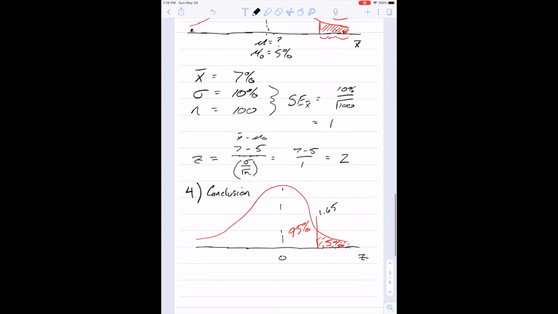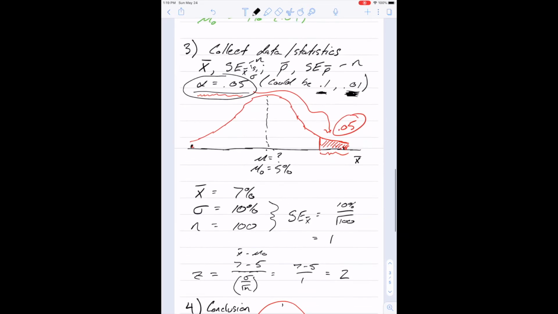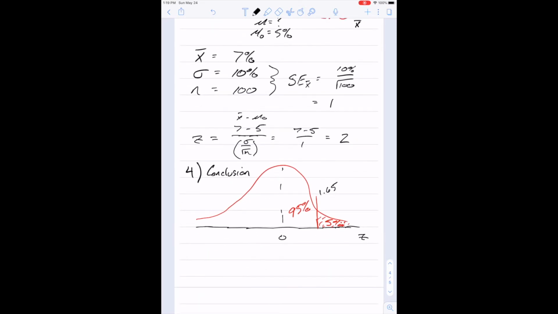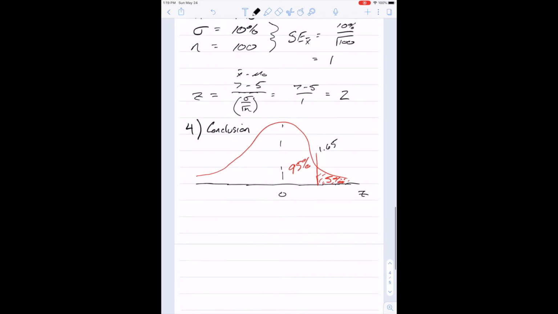All right, I'm going to use the same data as last time for this part. We went and collected data on Amazon stock returns. This is made up data, obviously. We got x-bar equals 7%. We assume here that we know the population standard deviation is 10%, which means we're going to use a Z to get our conclusion. We have a sample size of 100.